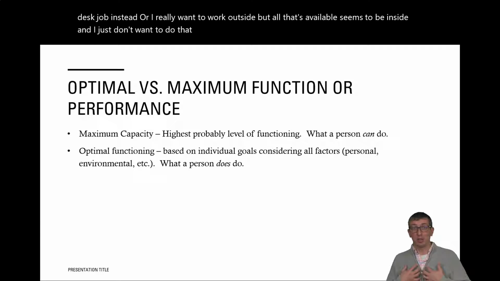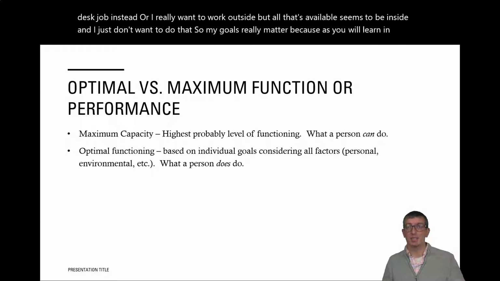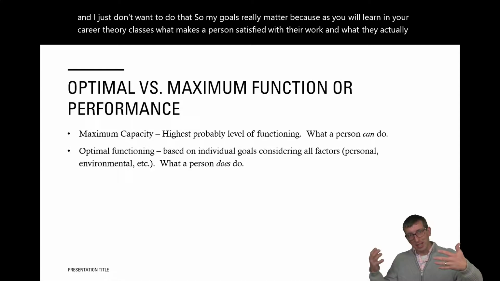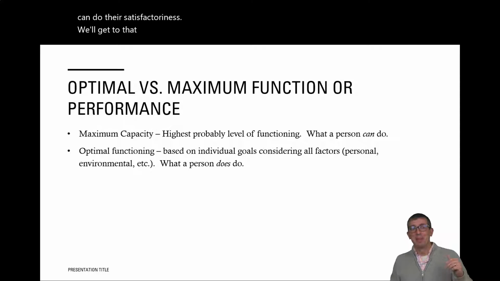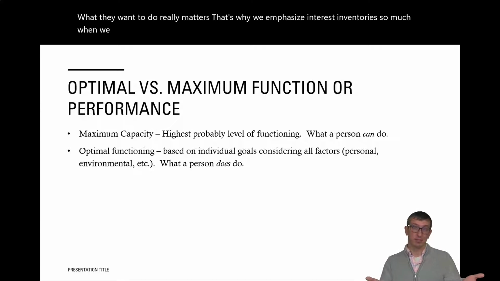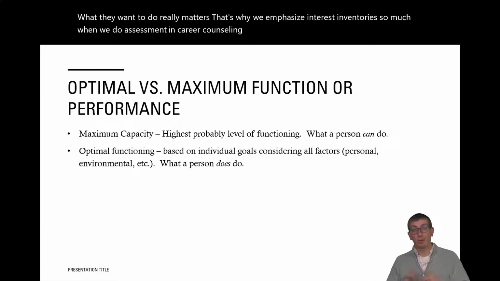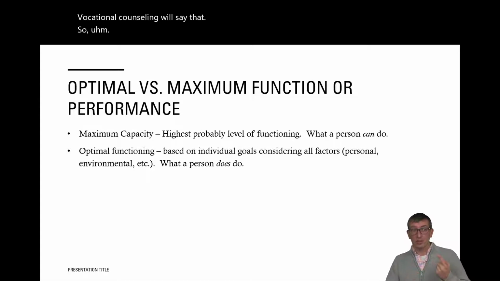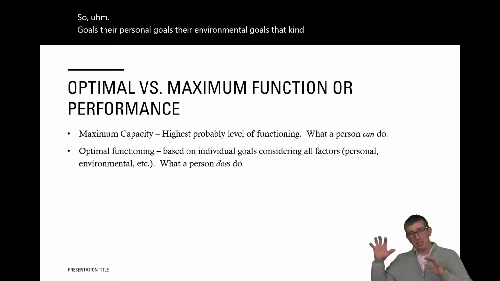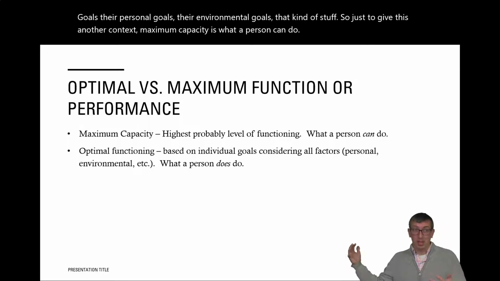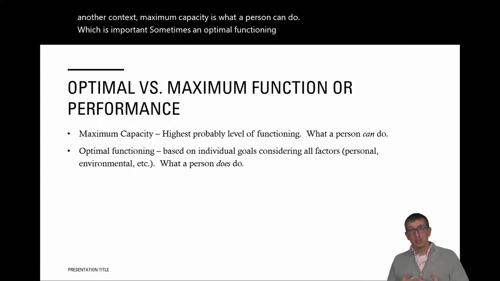So my goals really matter, because as you will learn in your career theory classes, what makes a person satisfied with their work and what they actually can do, their satisfactoriness, you'll get to that later if you haven't already, what they want to do really matters. That's why we emphasize interest inventories so much when we do assessment in career counseling, disability counseling, vocational counseling, we'll say that. So, a person's goals, their personal goals, their environmental goals, that kind of stuff. So just to give this another context, maximum capacity is what a person can do, which is important sometimes. And optimal functioning is what a person does do. What do they want to do?